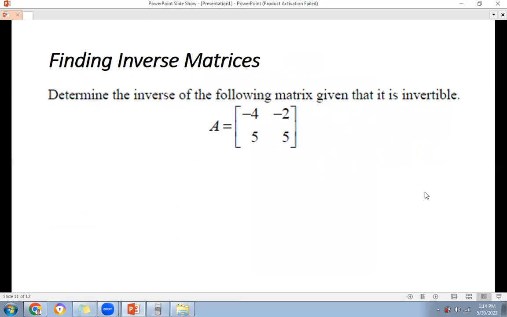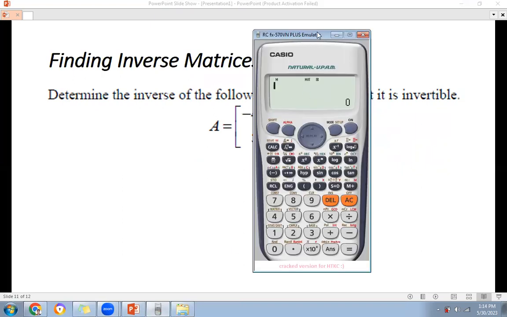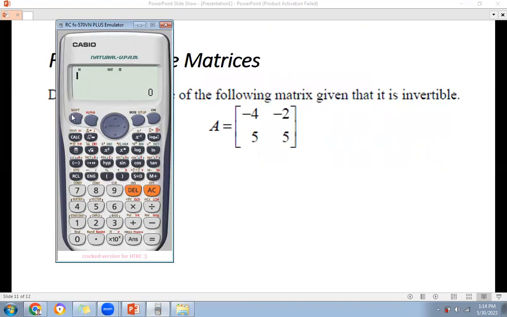Okay, next is the inverse of matrices. This is a 2 by 2 as well. So let's just define the data: -4, -2, 5, and 5. To get the inverse of the matrix, matrix A to the -1. So that is our inverse. There is a value of the inverse.